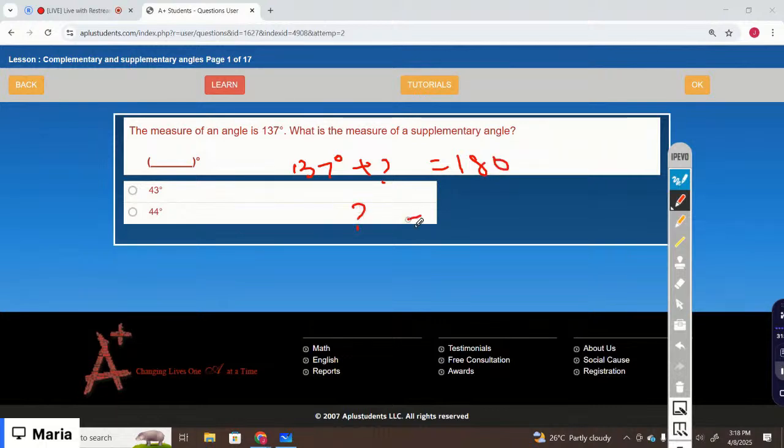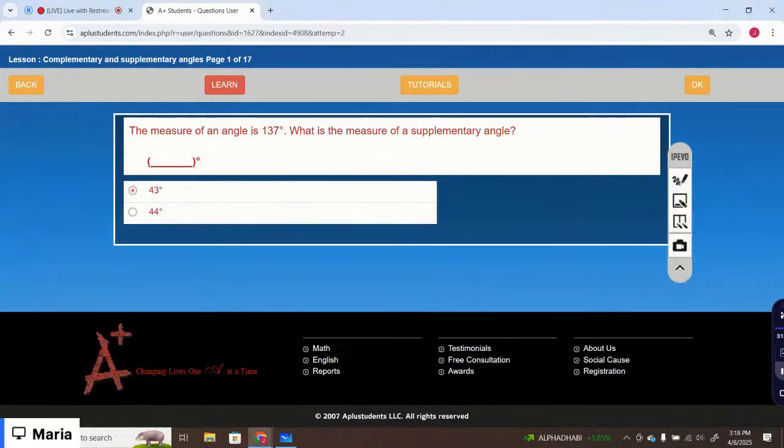So subtract 137 from both sides. So then that is 43 degrees. Option number 1 is the correct option. That means 137 and 43 sum to 180 degrees, so it is a supplementary angle.